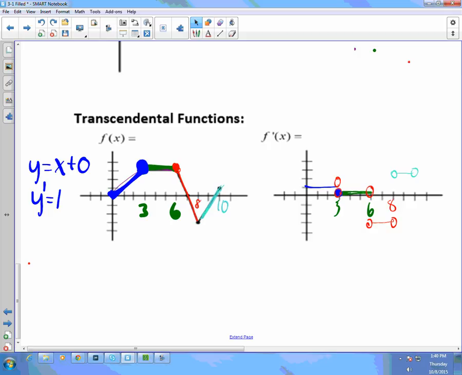Continuing with this idea of when we can and can't take derivatives, move on to 3.2, and save the last 10 minutes for the questions you still have on 3.1.